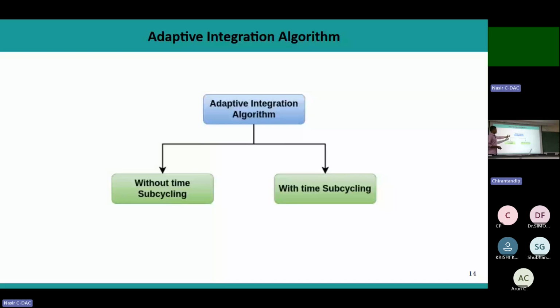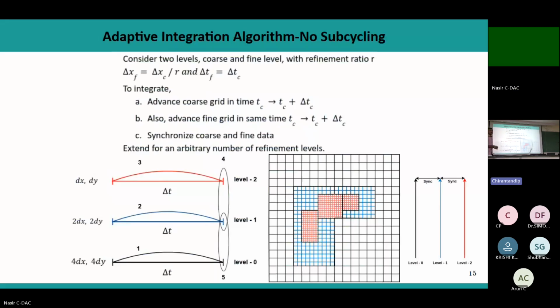Yes. Two types of techniques are there. One is without time subcycling, one is with time subcycling. Now, firstly, we see without time subcycling. In the diagram, the coarse cell has delta x c, delta x y. To find this, use the refinement. If I take R as 2, then delta x is equal to delta x by 2.